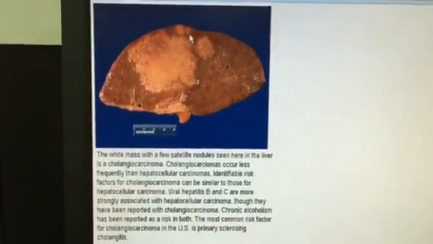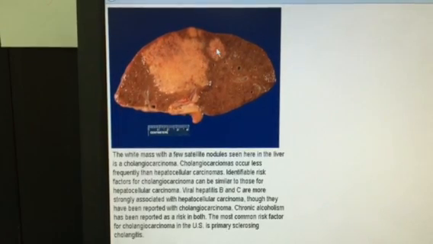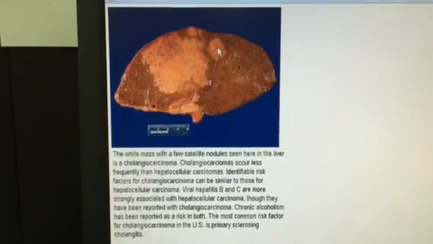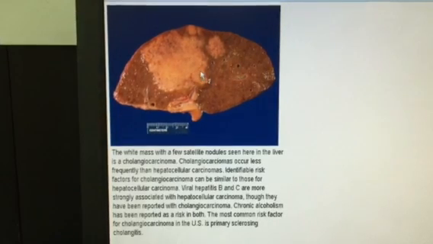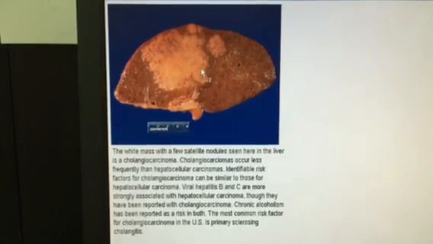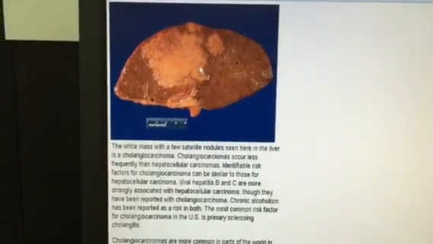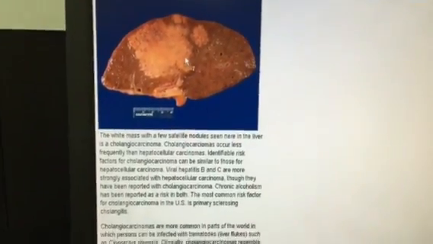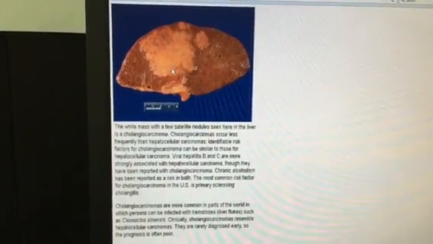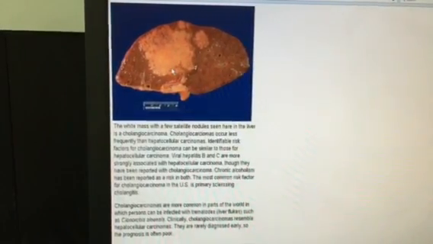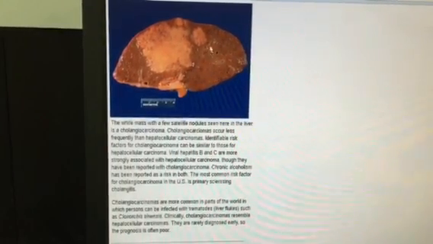This is irregular in shape mass seen in the liver with satellite nodules. In this case, they found it is a cholangiocarcinoma. As we said, hepatocellular carcinoma will have bile accumulation inside the liver, not like the cholangiocarcinoma. And also the alkaline phosphatase will be raised, and the direct bilirubin will be increased also.